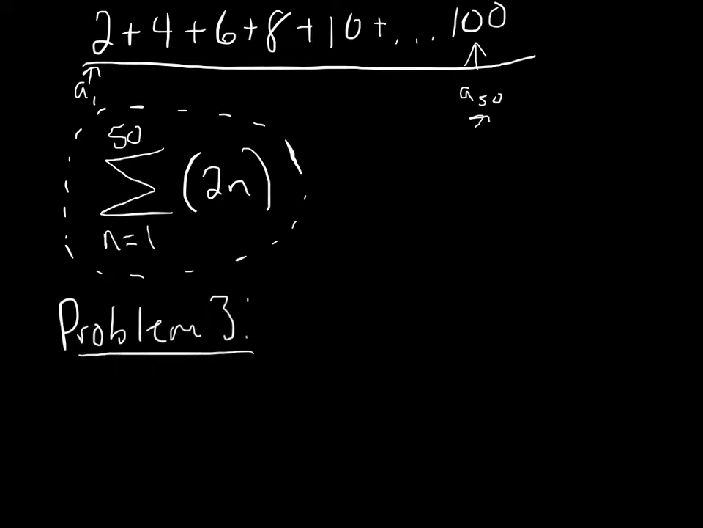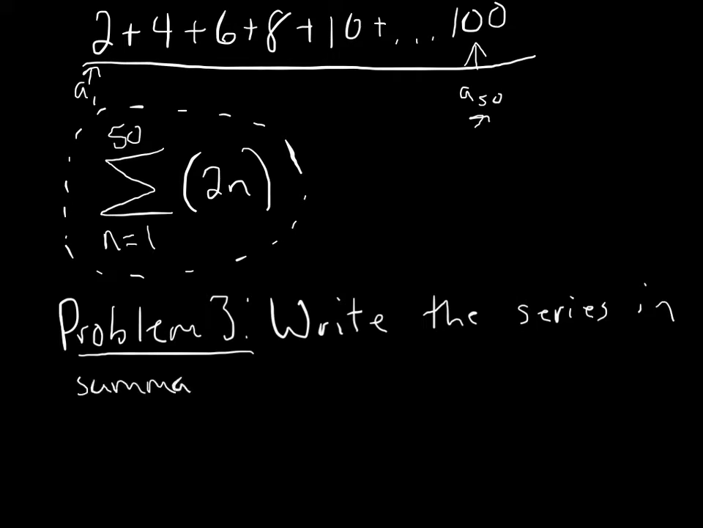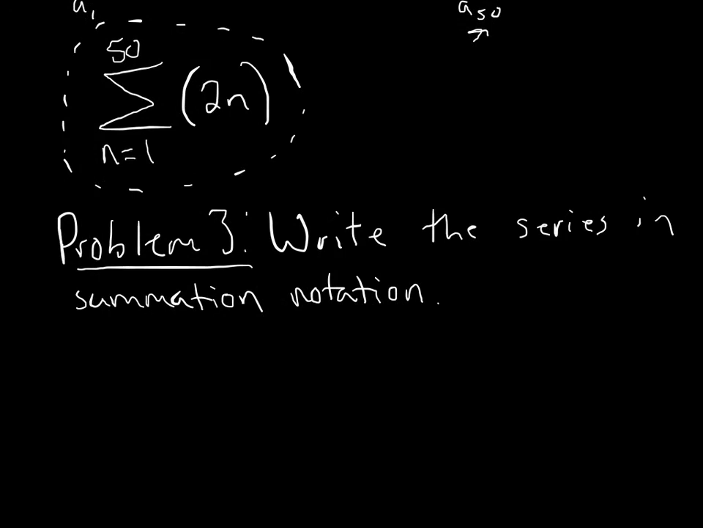And we want to write this series in summation notation. We're given the series 7, 11, plus 15, and that pattern will continue all the way to 207.